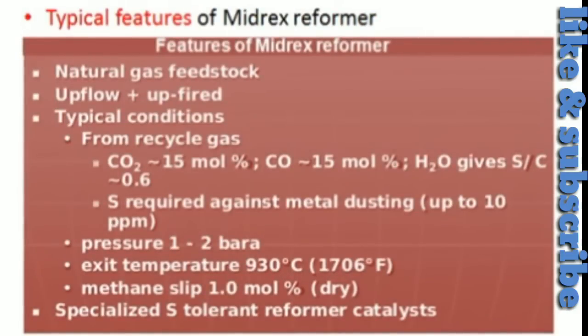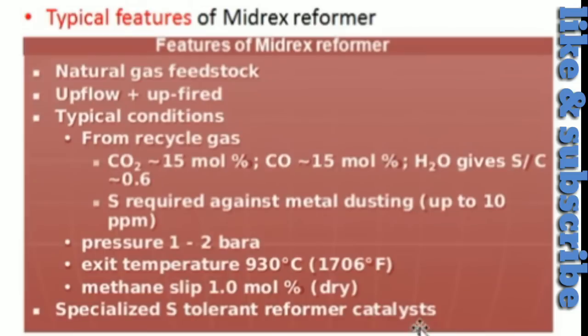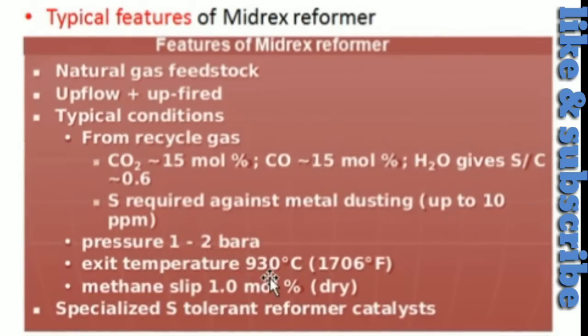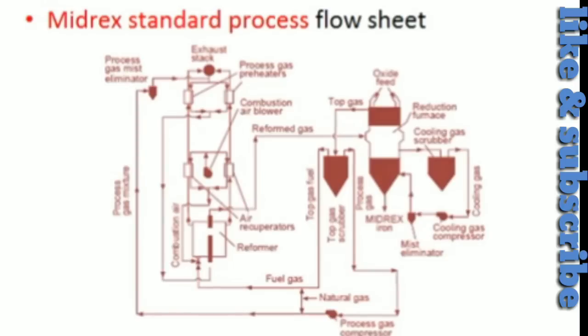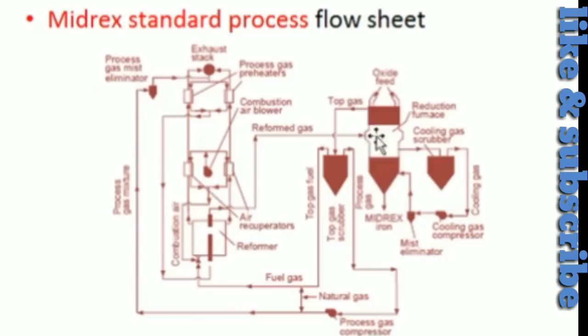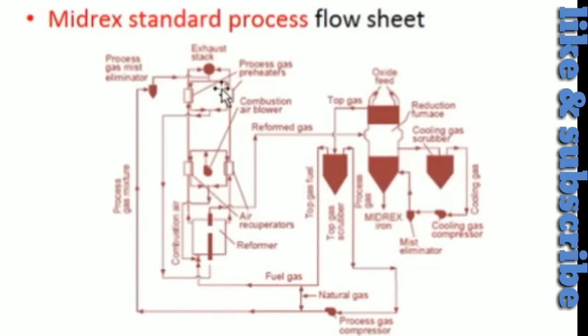These are the features of Midrex reformer, and one can see the pressure is 1 to 2 bar and exit temperature 930 degrees centigrade for the gas, and there is methane slip of one percent. This is the standard Midrex process, where this is the reformer, this is the reactor, this is the cooler, and these are the preheaters.